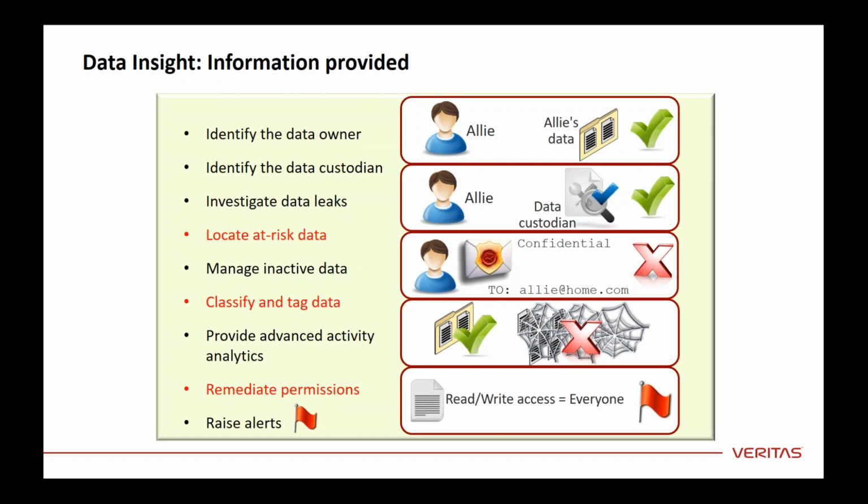Big one for GDPR, and that's why I put it in red, is locate at-risk data. We want to be able to manage inactive data, so to classify and tag data, of course. And then we've got some advanced activity analytics, things like the social map, where we get to see people collaborating within shares and understand who our outliers are, the Edward Snowdens of the organization, who are perhaps dabbling into or having a look into file shares that don't normally collaborate in. And then we can also remediate permissions, and we can raise real-time alerts on shares that have sensitive data in.